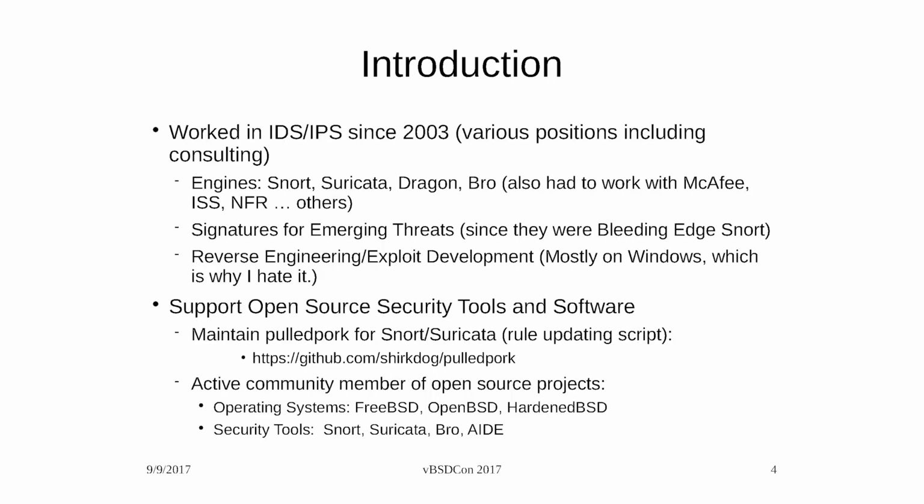I've worked in IDS/IPS since 2003, mainly Snort, Suricata, and Dragon, and I've also been working with Bro and some of its various vendors and products. I've always been doing signatures for Emerging Threats, as well as some research into exploit development. At this point, I maintain PulledPork for Suricata and Snort rule updates. As far as operating systems, I use FreeBSD, OpenBSD, and HardenedBSD, and for tools, Snort, Suricata, Bro, and AIDE, the open source security tools that I use.